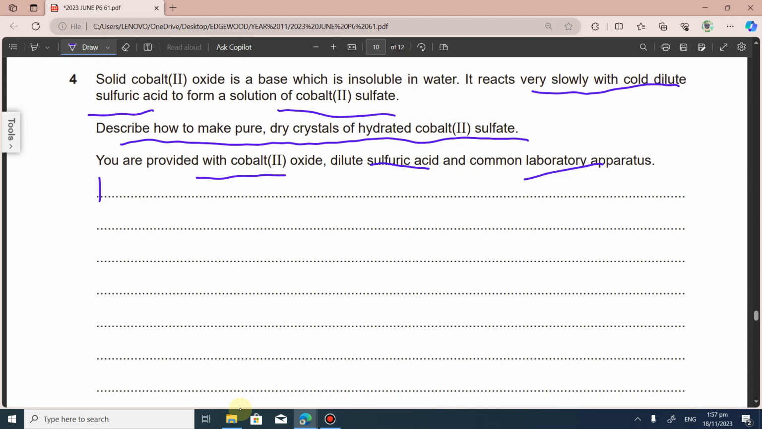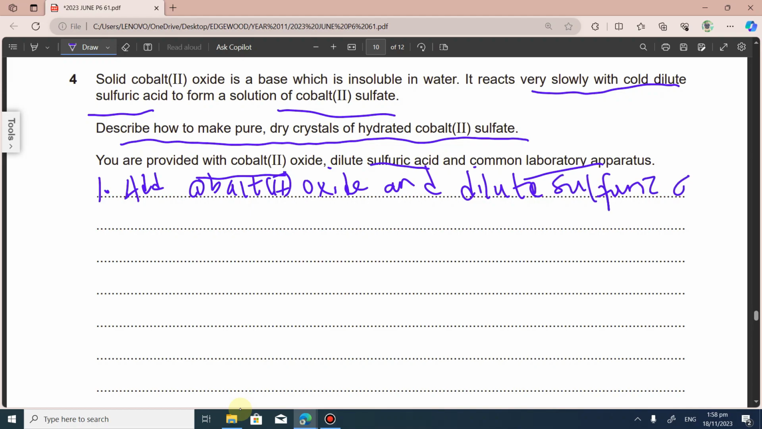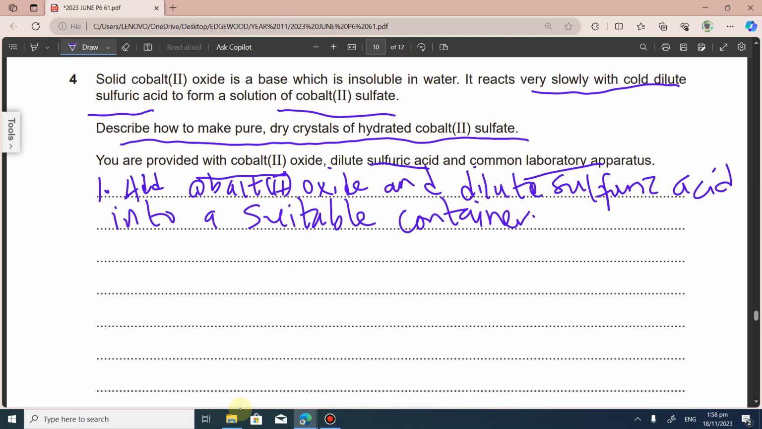So the first step, the first mark, is to add cobalt 2 oxide and dilute sulfuric acid into a suitable container, whether a beaker or a conical flask. Okay, just add it into a suitable laboratory apparatus. That's the first step you need to do.